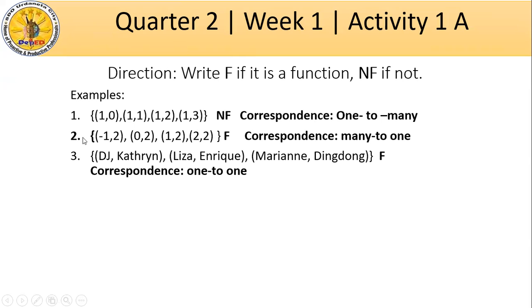For example number 2, the domain are -1, 0, 1, and 2, while the range is 2. Therefore, it is a function. The correspondence is many to 1. Now, example number 3, DJ could be paired to Catherine. Liza could be paired to Enrique, and Marian could be paired to Ding Dong. Since there is one domain paired to only one range, therefore, it is a function. The correspondence is 1 to 1.